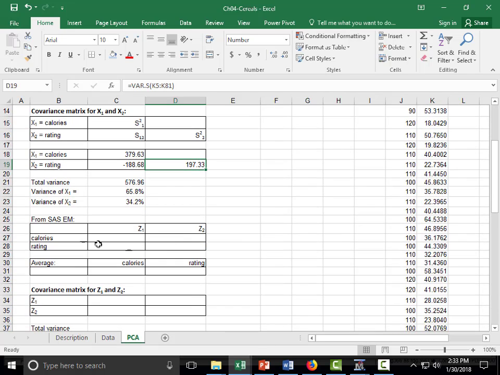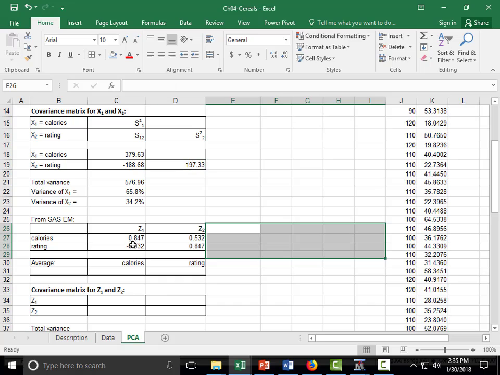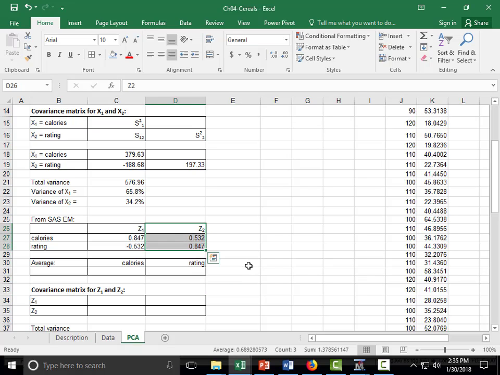Alright, so now let's bring in the PCA coefficients of the linear combination. So these are the coefficients. From these coefficients, Z1 is our one linear combination. That is our first PC, principal component. This is the second principal component. Remember, we have as many principal components as the number of variables that we start with.